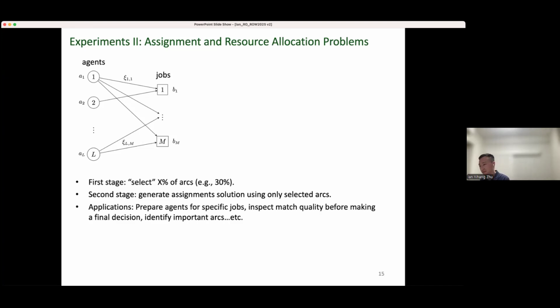These problems come up, for example, if you want to train agents for specific types of jobs, you want to inspect the match quality of certain arcs before making a final decision, you want to identify important arcs in this bipartite graph, and so on.